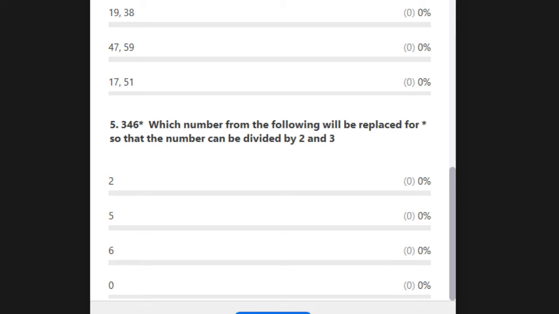So, we need to think about the rule of divisibility, right? And two rules we need to think. Divisibility rule of 2 and divisibility rule of 3. And both should be applied here. Think on it. Think for 2 and think for 3. The options given are 2, 5, 6, and 0.